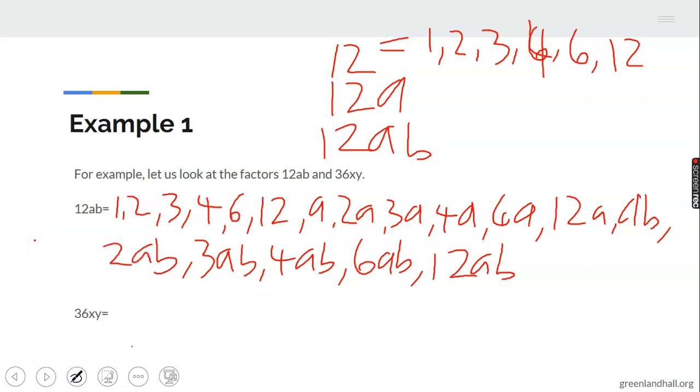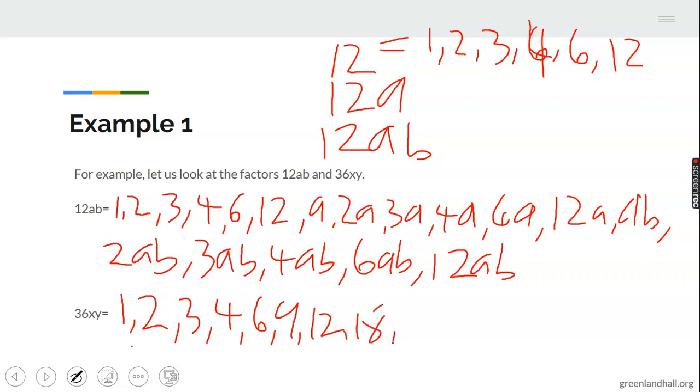I'm just helping you, but you do the rest yourself. 1, 2, 3, 4, 6, 9, 12, 18, 36, x, 2x, 3x. List out the rest for me.